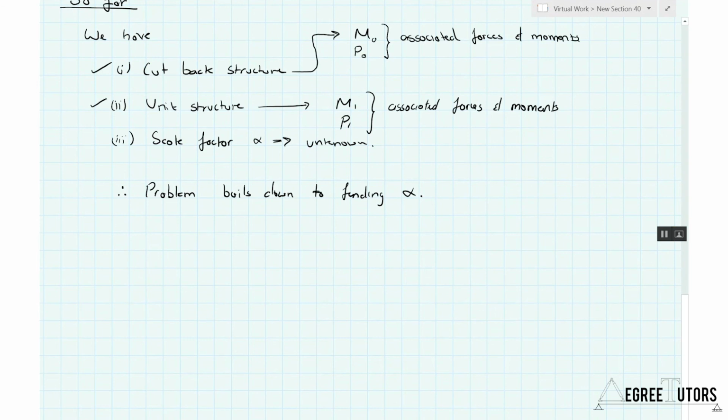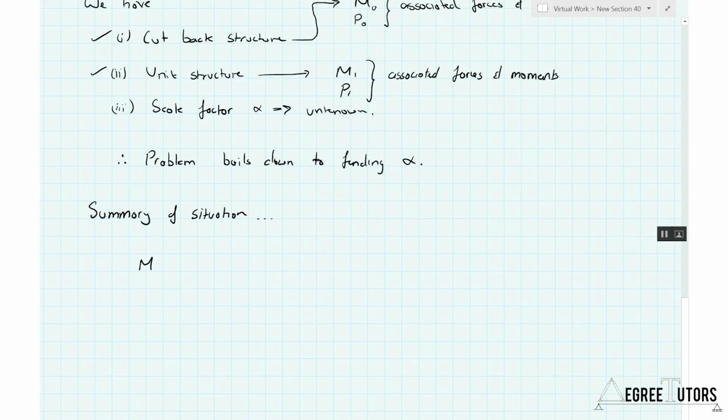So a summary of the situation is: the moments in the very original structure that we started to try and analyse are equal to our M0 moments, which are the moments in the cutback structure, plus some scaling factor alpha times our M1 moments. Those are the moments in the structure that just had the unit load applied. And any potential axial forces in that structure are simply equal to P0, the forces associated with the cutback structure, plus the unknown scaling factor alpha times P1, which would be the forces in the unit structure. So let's label these up.